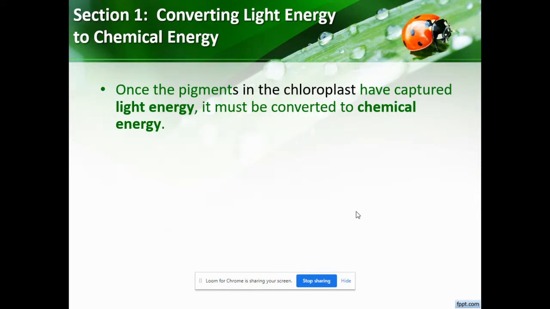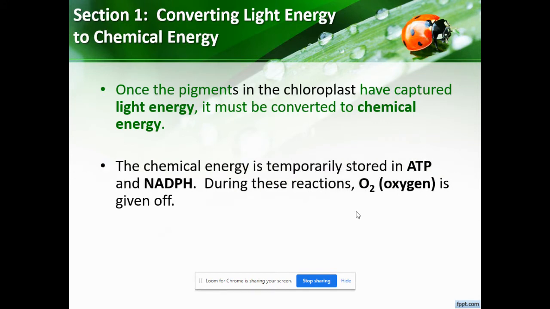So once the pigments in the chloroplast have captured the light energy, it has to be converted into chemical energy. The chemical energy is temporarily stored in ATP and NADPH. During these reactions, oxygen is given off, which is why it's really great to have plants around you because you are getting oxygen from them. And in turn, you're giving them the carbon dioxide that you're breathing out. So they're using that carbon dioxide, which hurts us, and we're getting that oxygen, which they don't need.